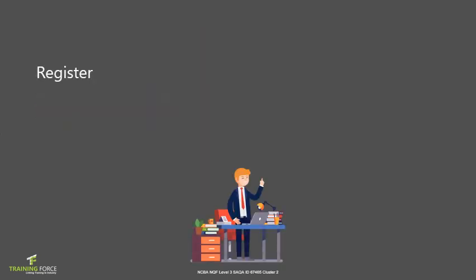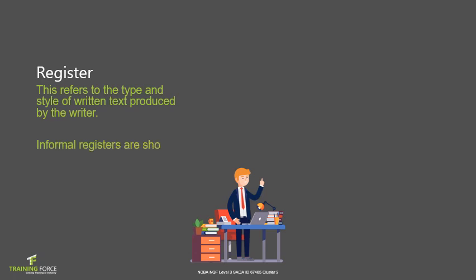Then lastly, but by no means least, we need to take into consideration the register. The register refers to the type and style of written text produced by the writer. We get informal registers, which are short messages and or emails to friends and or family. So we'll use different words. We can't use the same words to friends and family that we would to colleagues or to professional people, or maybe even our boss or people of authority within our organization.